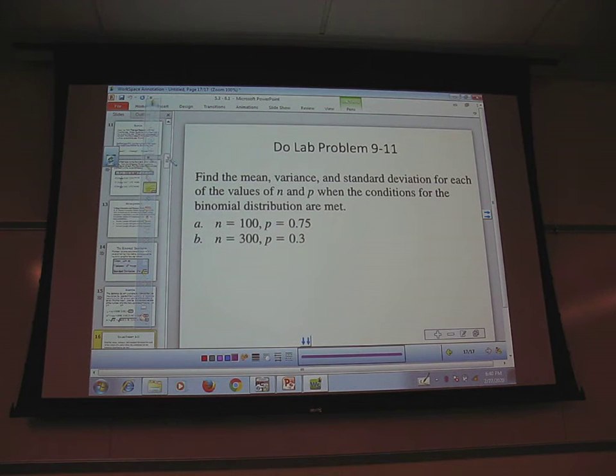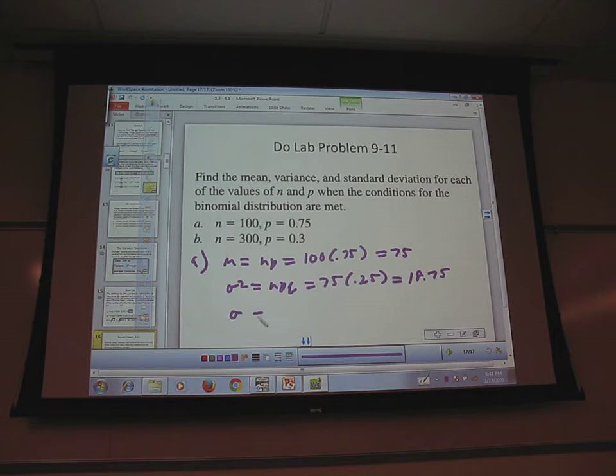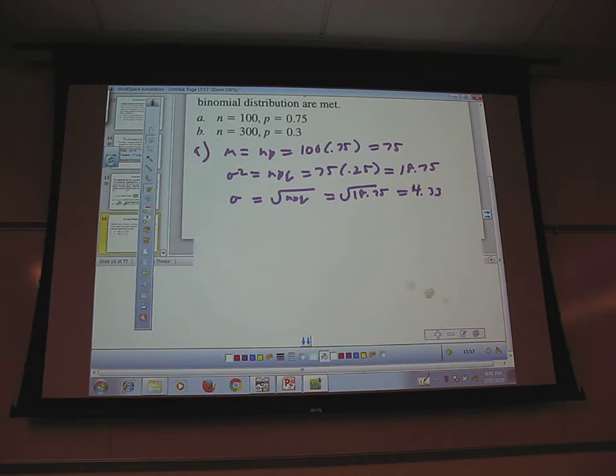Okay, so the first one, A. My mean is np, so that is 100 times 0.75, 75. And then my variance is going to be npq, so that's 75 times 0.25. So you guys got 18.75. Yeah. And then our standard deviation would be the square root of that. Square root of 18.75, and you guys got 4 point what? 33. Terrific.